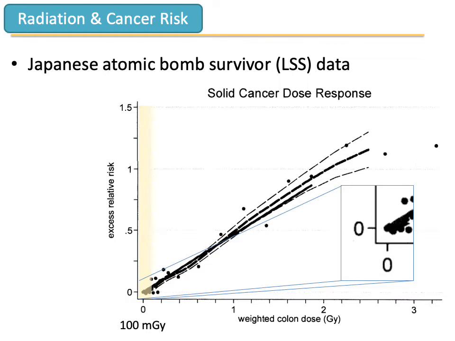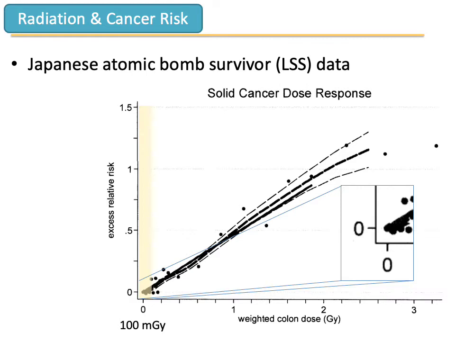If we zoom in on this part of the plot, what we'll see is that at these low doses, the relationship between risk and dose is extremely uncertain. An excess relative risk of 0 means that there's no elevated risk. And we can see that some of the data points here actually have an excess relative risk below 0, which would suggest a protective benefit at these doses.